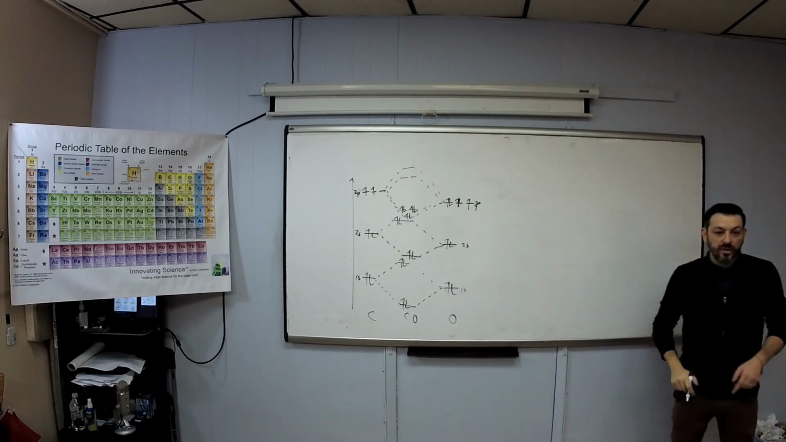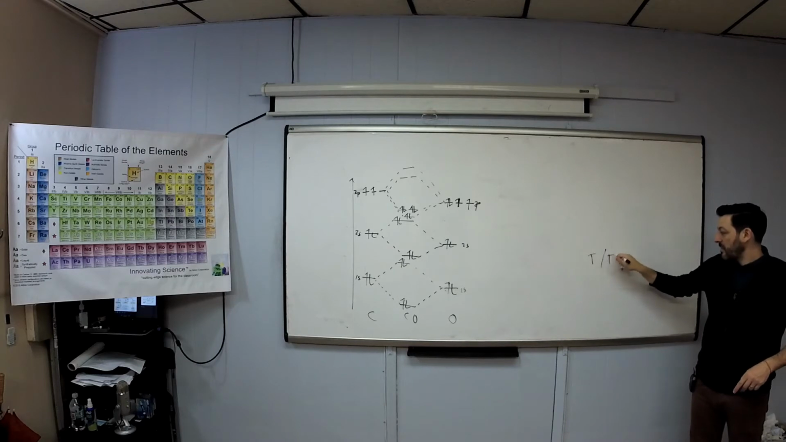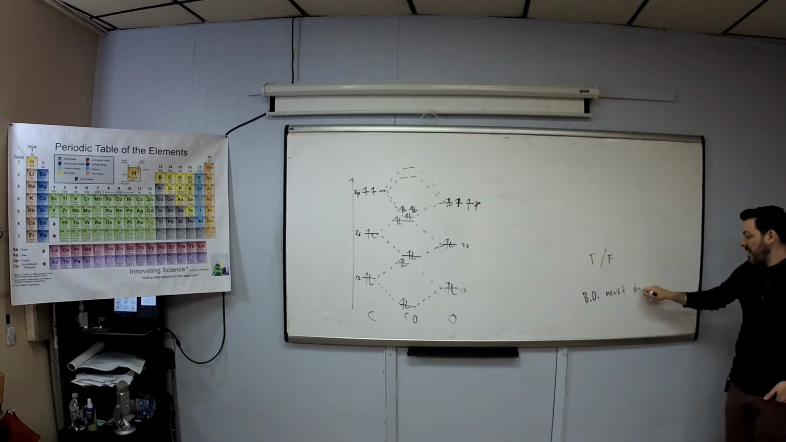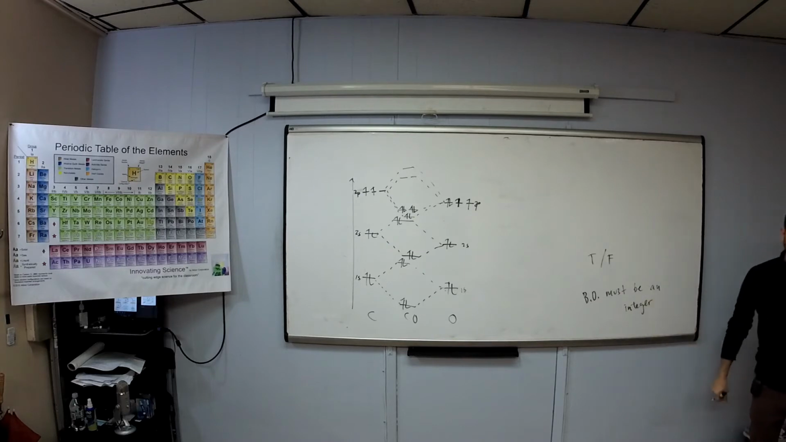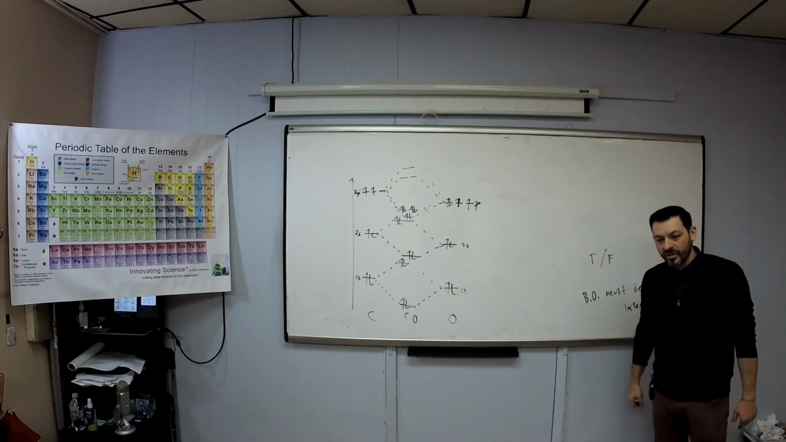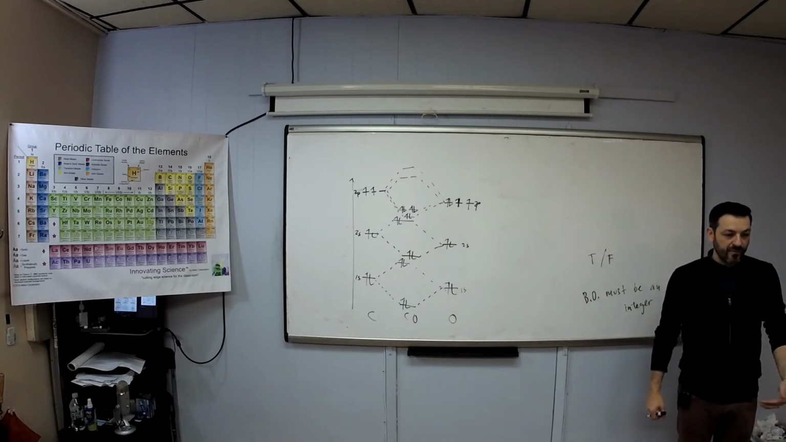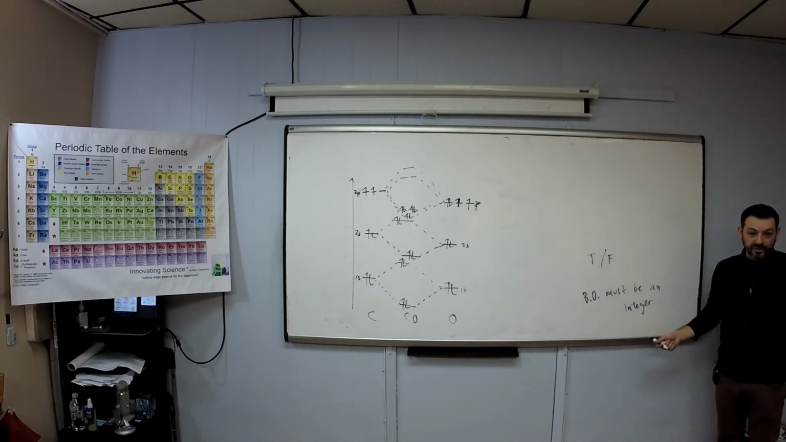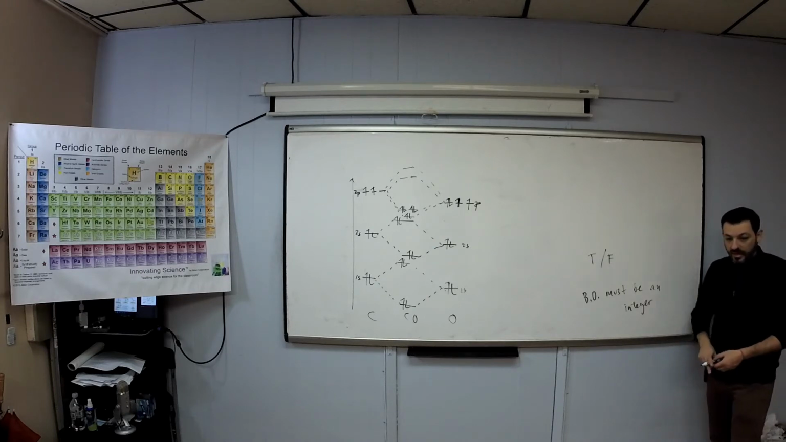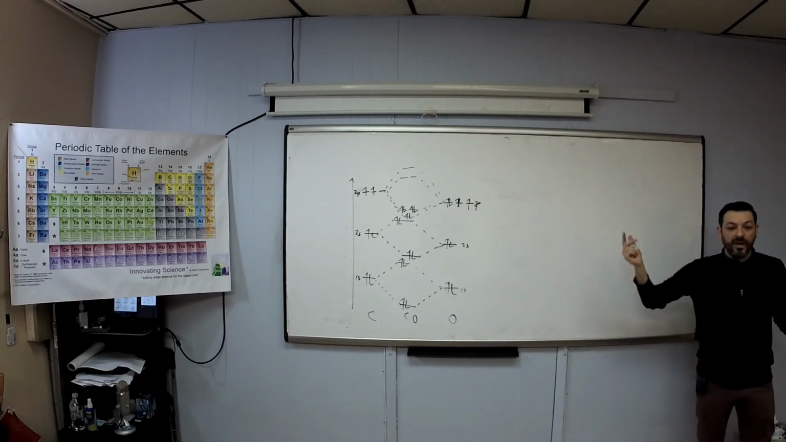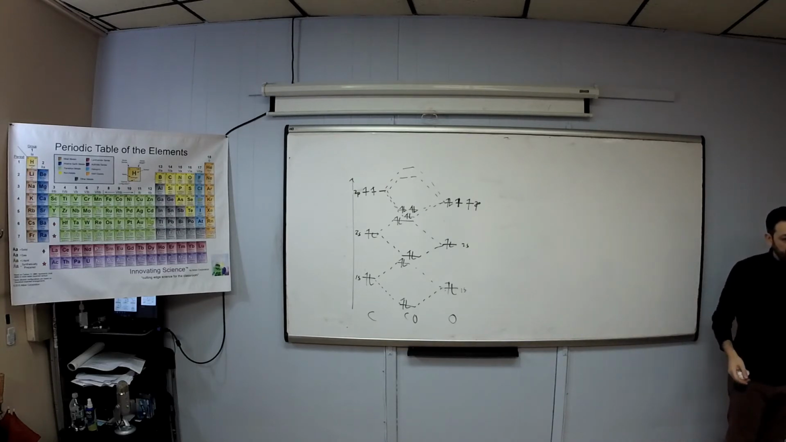True or false? A bond order must be an integer. Okay, let me define the word integer. It's a whole number. It's not a fraction. An integer is like a 1 or a 2 or a 3 or a 4 or 5 or a 6. False. We've seen half orders. Seen 1.5 orders. And it turns out for resonance, you're not going to have full bond orders. You're going to have half bond orders.